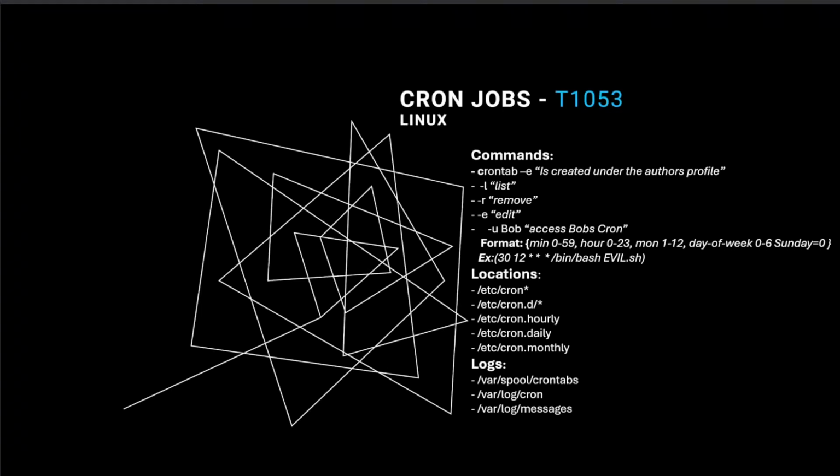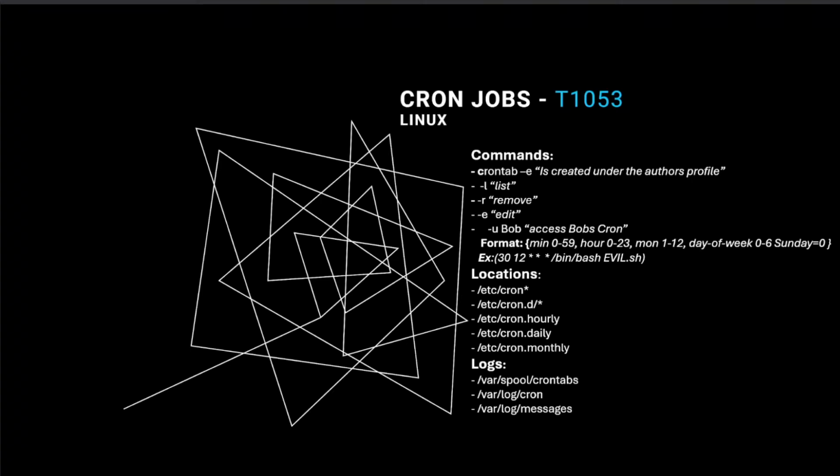crontab -e is going to allow you to see your own profile, and then a big one is if you want to query somebody else's. If you're root and you want to be like, hey, what's Bob up to? What kind of cron jobs is he running, or I've got to go copy Bob's cron job, do crontab -u and then the username, and that'll allow you to access that cron job locally on the machine. The format here is based on minute, hour, day of the month, month, day of the week, and then the command you're going to be executing. In this case, we have evil.sh, so that's always a fun one to find.